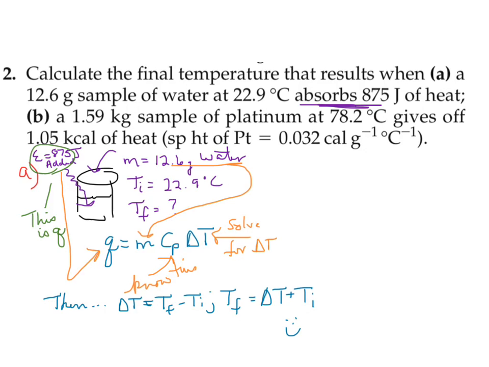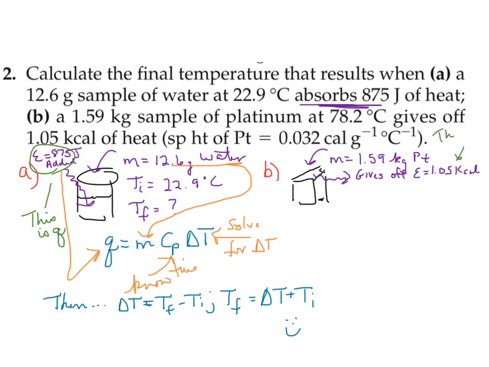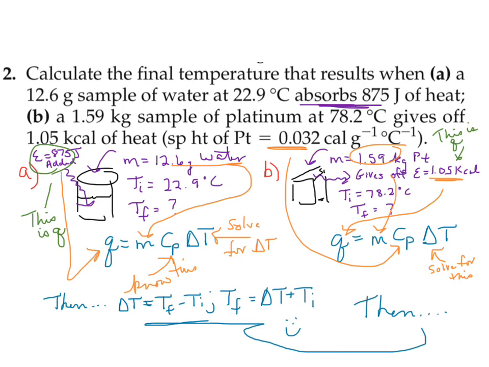What I usually do is leave it as Q equals m C sub P delta T. I plug in these variables or rearrange it and solve for delta T. Come up with delta T and then do one last look at what delta T is: it's the final, which we are solving for, minus the initial. So that makes sense. I think that's it. Wait, is there more? Oh, there is another one. Platinum now, and again you're supposed to solve for the final temperature, so it's a similar thing.